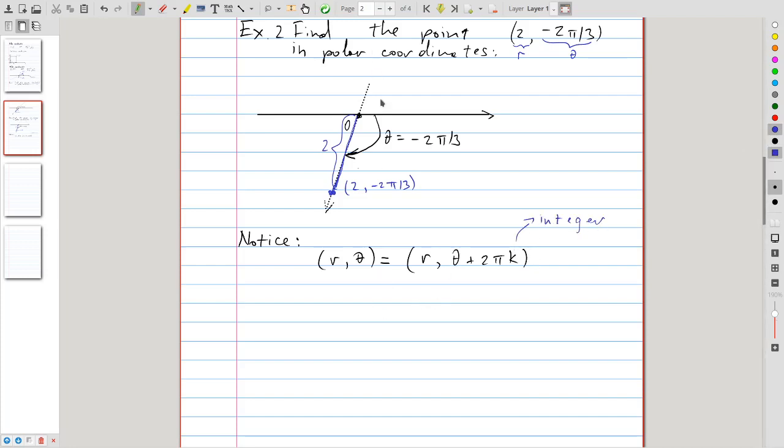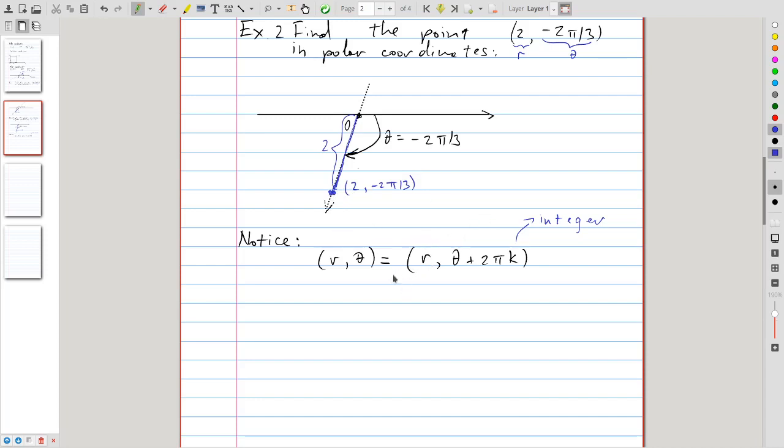So what this is saying is, instead of going, say, by the angle minus 2 pi over 3, we could have formed an angle of size minus 2 pi over 3 minus 2 pi, and that would involve making another full turn in the clockwise direction, which means we would end up at exactly the same point over here. So every time you're adding a multiple of 2 pi to the polar angle theta, you're effectively making a full circle around the origin, which puts you at exactly the same position.